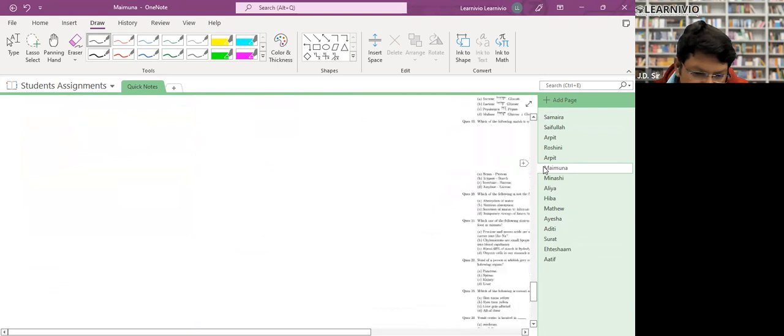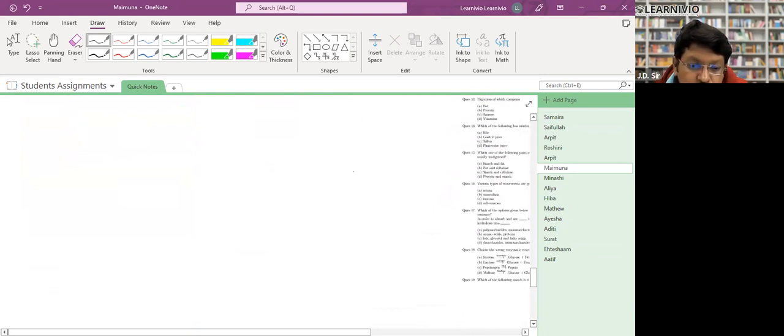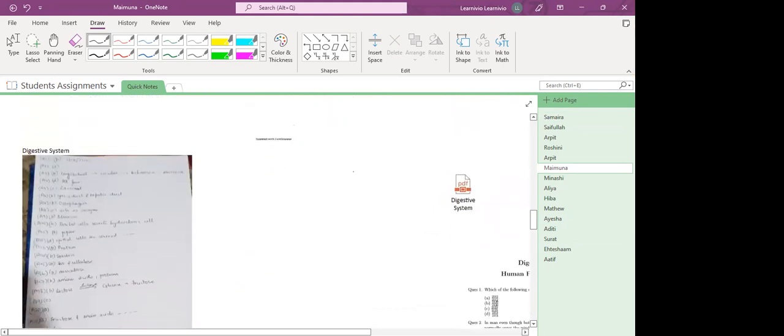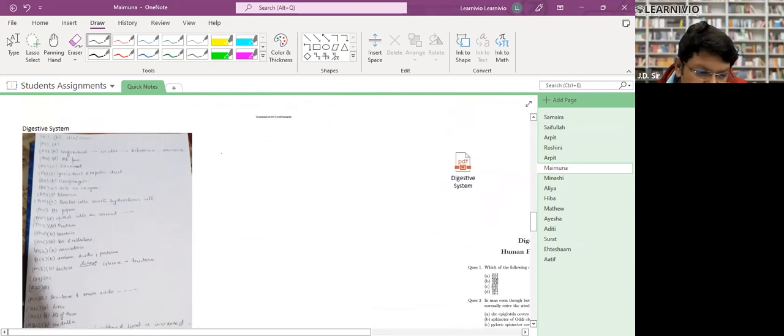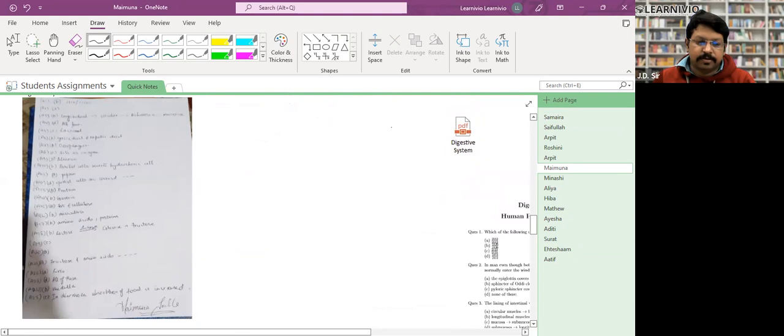Digestive system. What was the last assignment that you submitted, so we can discuss it? Yes, so this was the last one. Digestive system. This was the last one. Okay, fine.